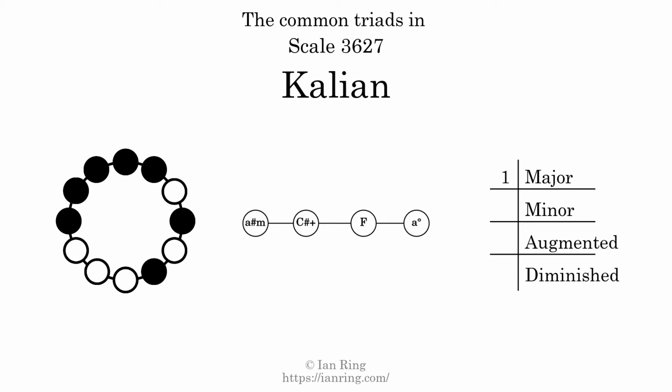There is one major triad. There is one minor triad. There is one augmented triad. There is one diminished triad. Here is a Hamiltonian path of parsimonious voice leading that uses all the triads.